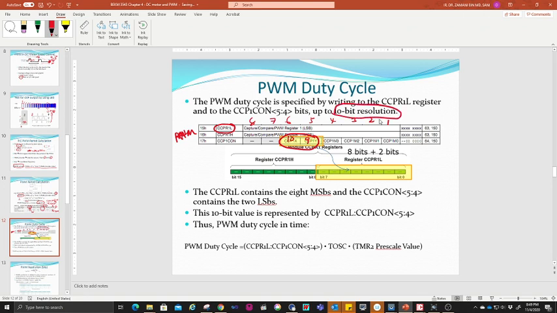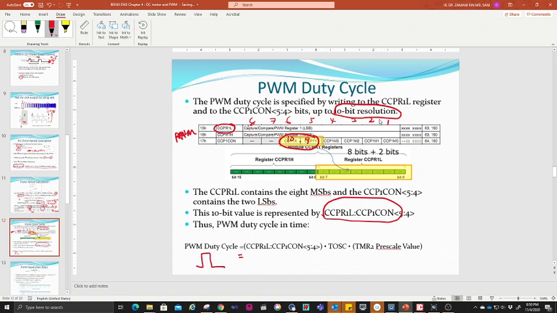Okay, so CCPR1L contains the 8 MSBs, which is this number first. So you have to insert this value. This 10-bit value is presented by this one, and the other 2 bits by this one. Thus the PWM duty cycle in time is calculated like this: the PWM duty cycle equals this value, from here plus these 2 bits, times T oscillation and the Timer 2 prescale value. So you are going to get the duty cycle.